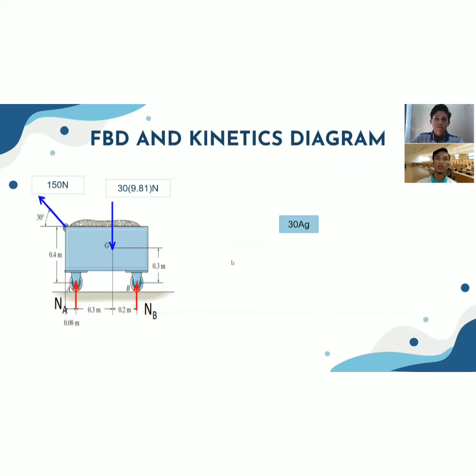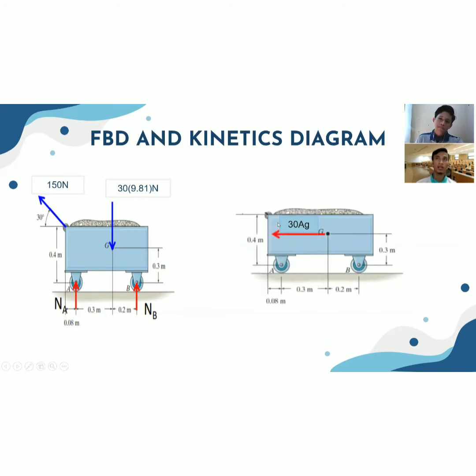As you can see, there are two diagrams, which are the FBD and the kinetic diagram. On the left side of the diagram is the FBD, which shows all the forces that act on the cart, and the right side of the diagram is the kinetic diagram, which shows the force of the movement of the cart.